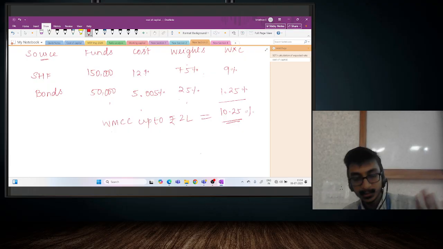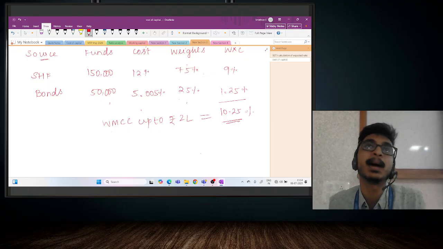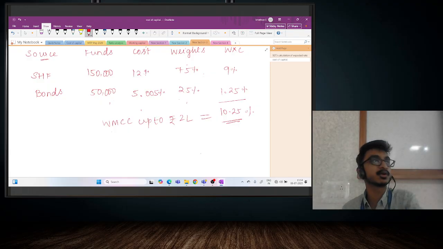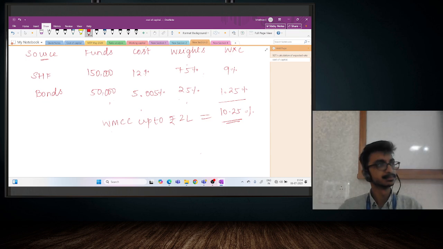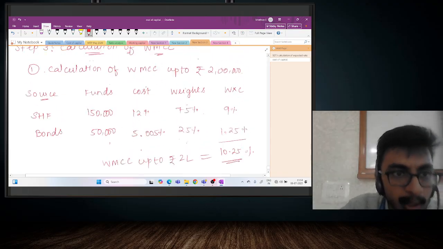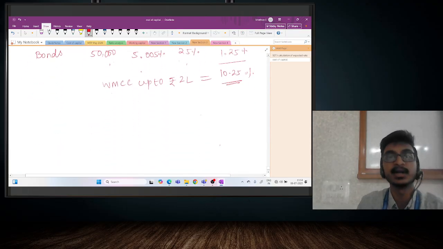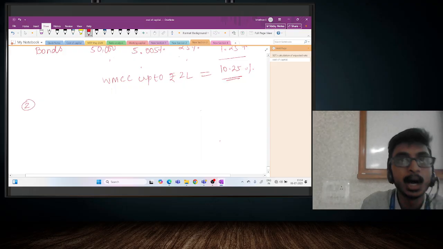So listen, weighted marginal cost of capital is also weighted average cost of capital. But the difference is, weighted average cost of capital is for existing funds, weighted marginal cost of capital is for additional funds or new funds. That's the difference. Now similarly, up to how many rupees do we have to calculate?